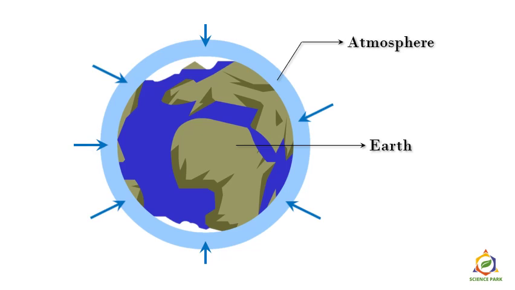When you fill a balloon with air, when you inflate it, it also puts pressure on the walls of the balloon. Similarly, the air around the surface of the earth puts pressure on the surface of the earth, and that is called atmospheric pressure.